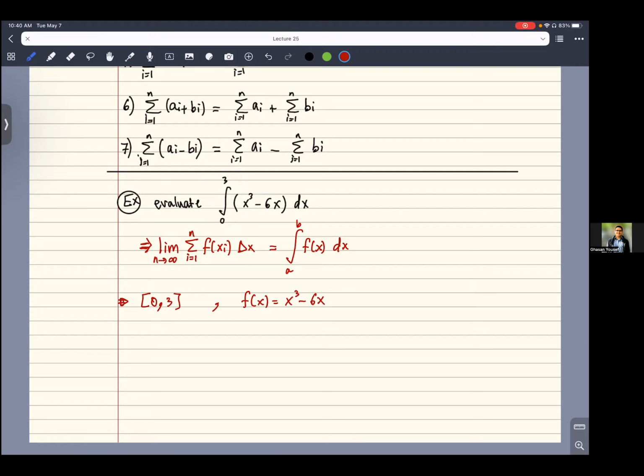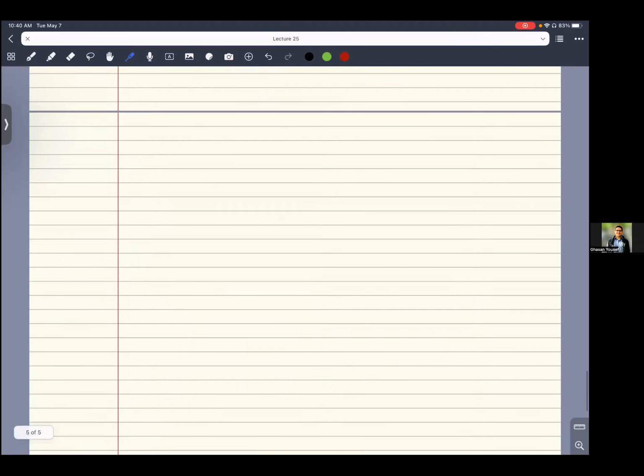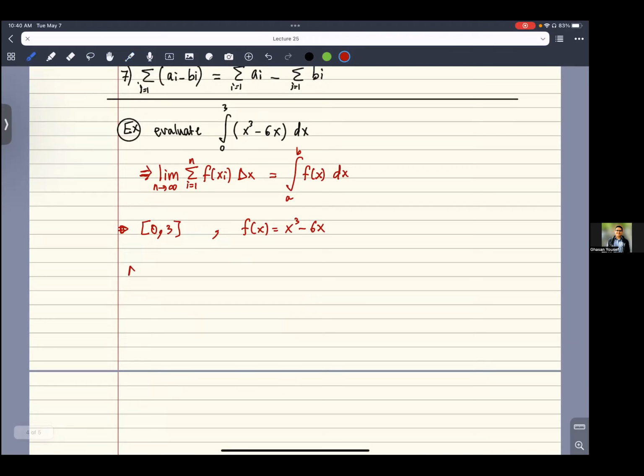Okay, now we're going to use the limit sum to find the integral. First of all, we have to find delta x. What is delta x? It's the same as b minus a over n. What is b? b is 3. What is a? a is 0. So 3 minus 0 over n is the same as 3 over n. So this is delta x.